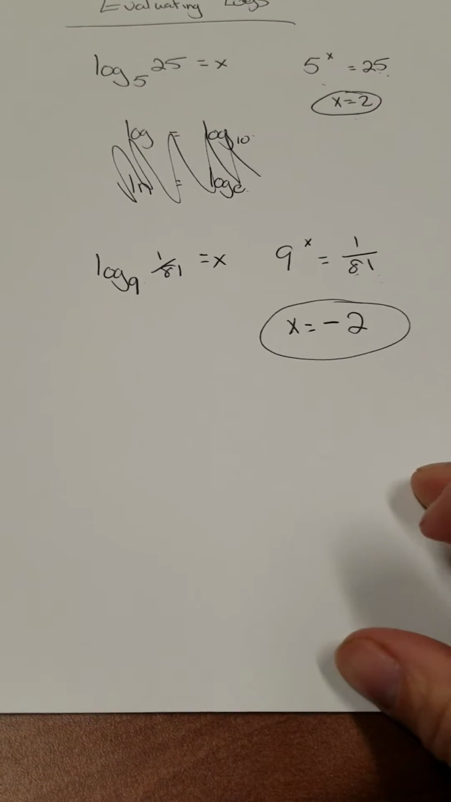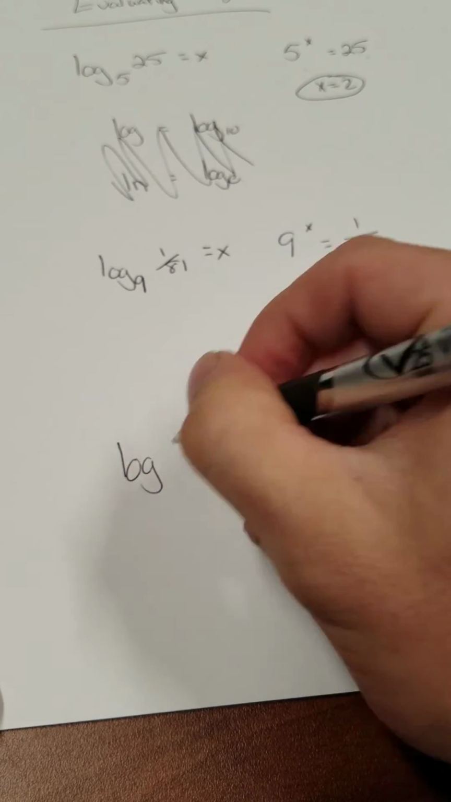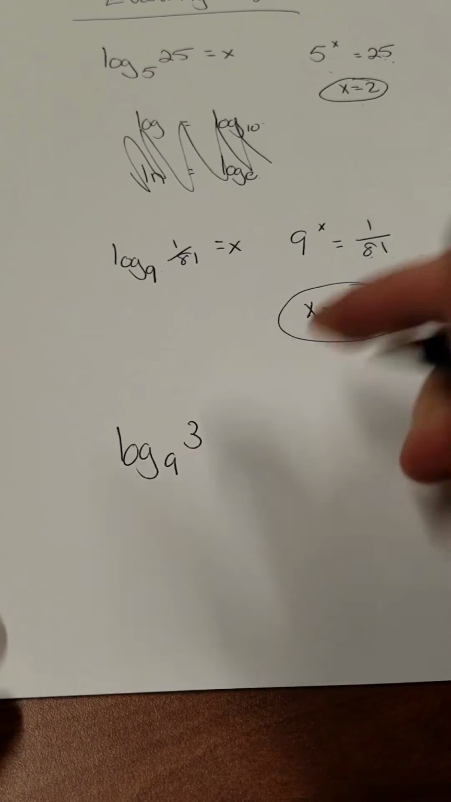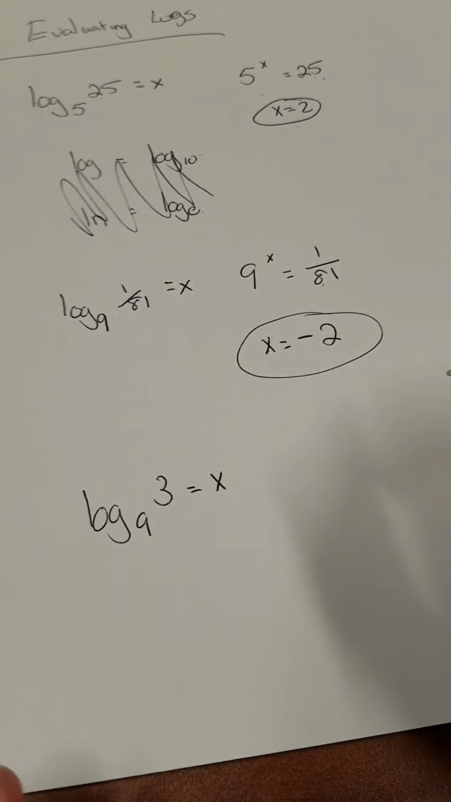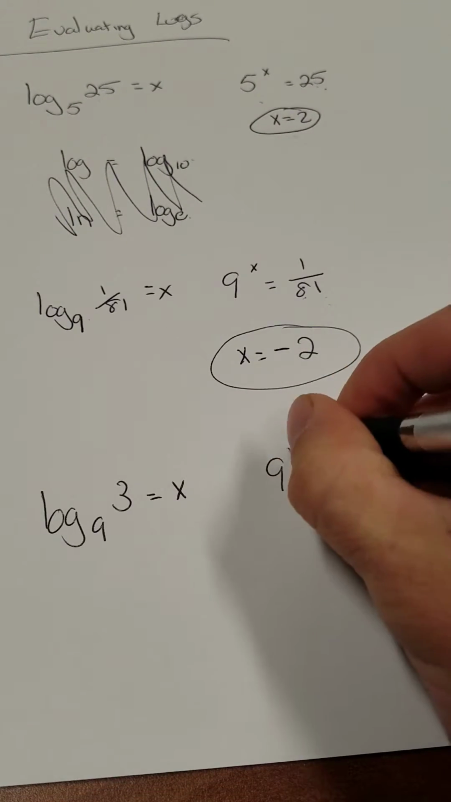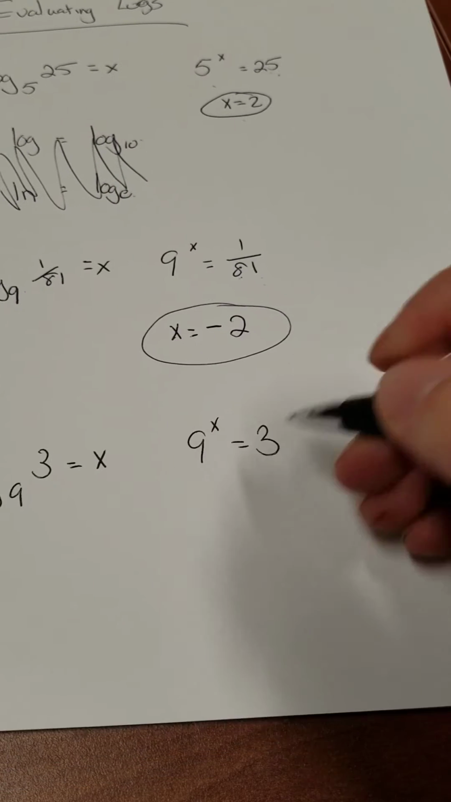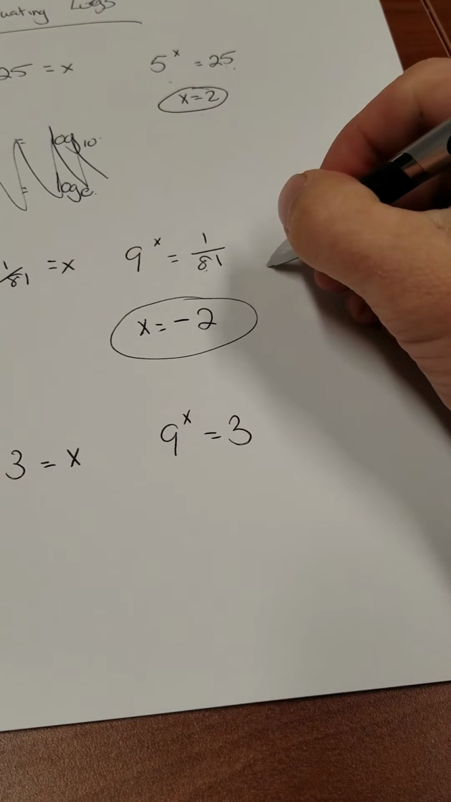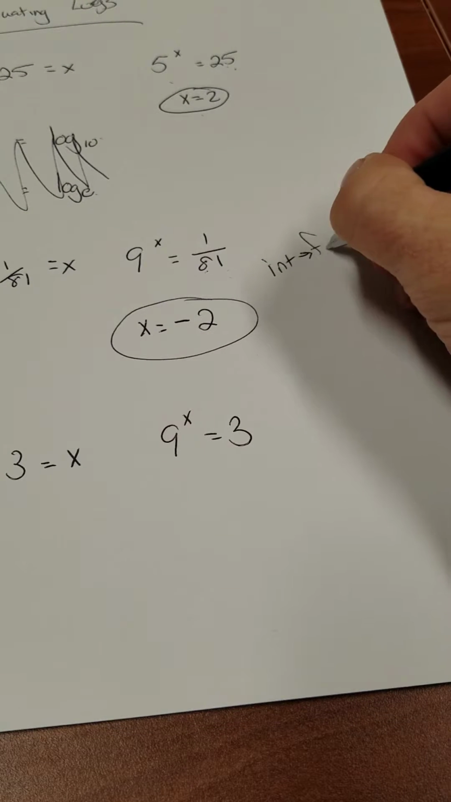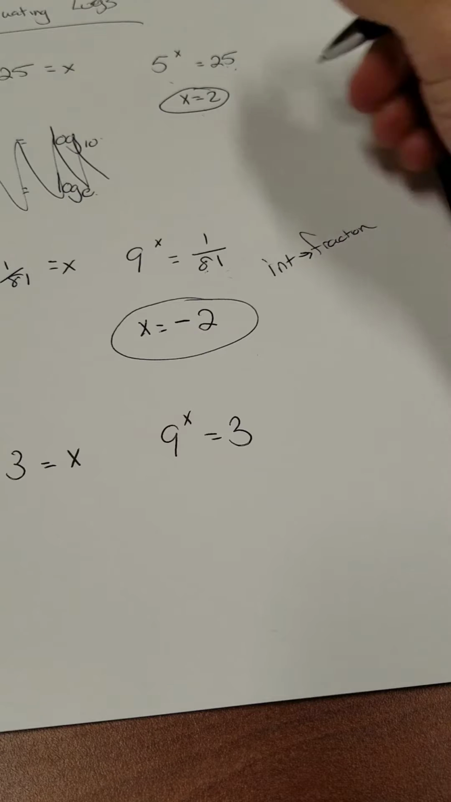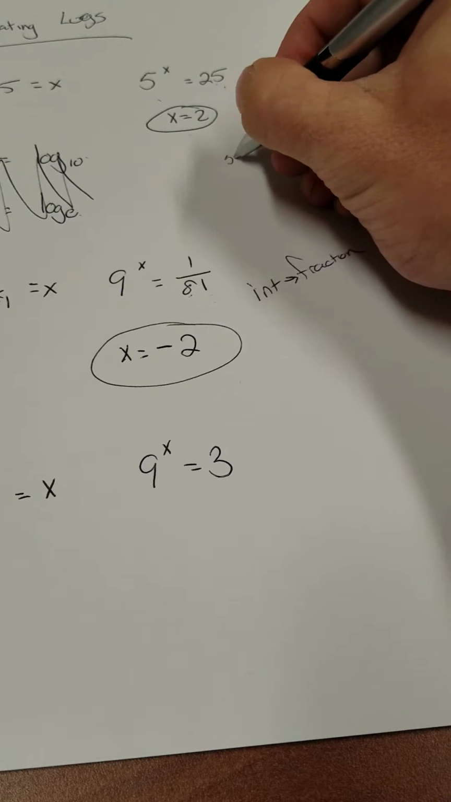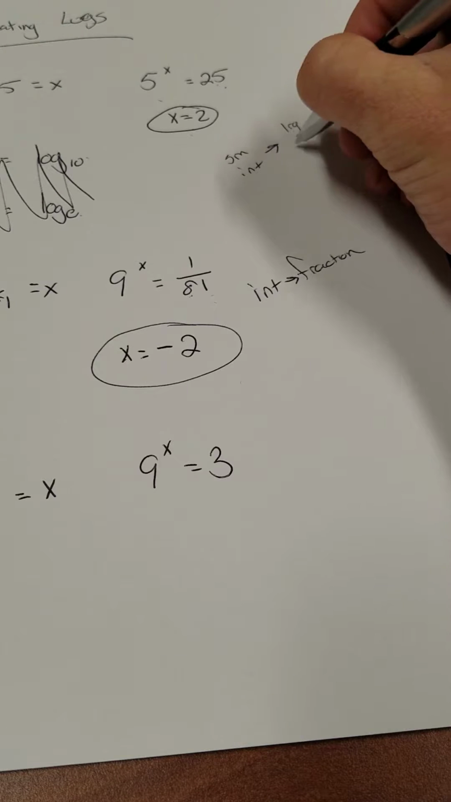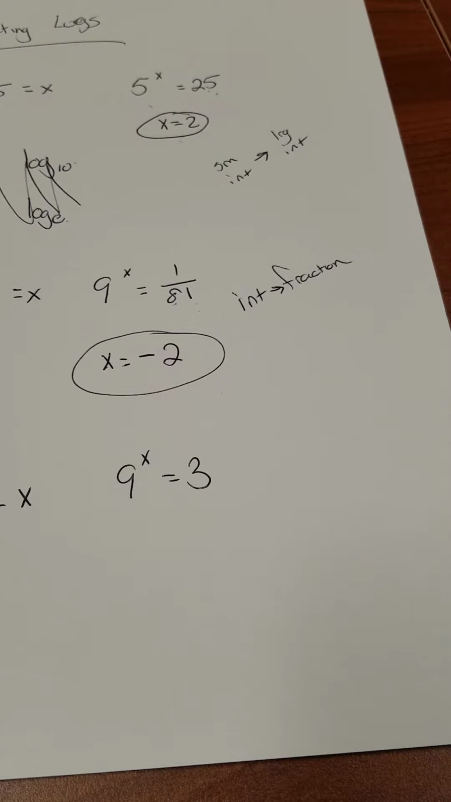And then the last little scenario, let's say we have log base 9 of 3. So first step, set it equal to x. Rewrite it, 9 to the x equals 3. Now we have an integer going to a smaller integer. So this was integer to fraction, we know it's going to be a negative exponent. Here was just small integer to large integer, and that's just the normal problem.